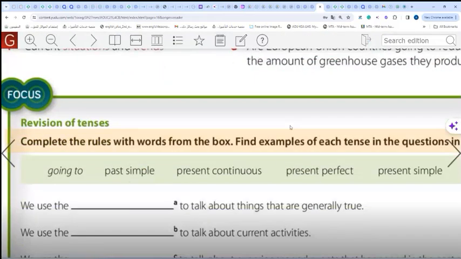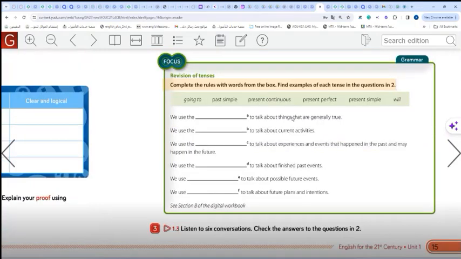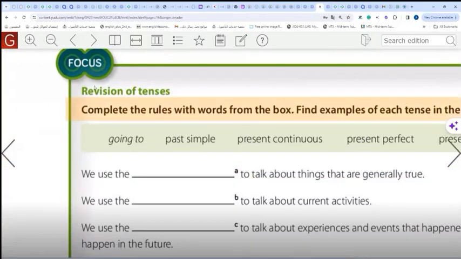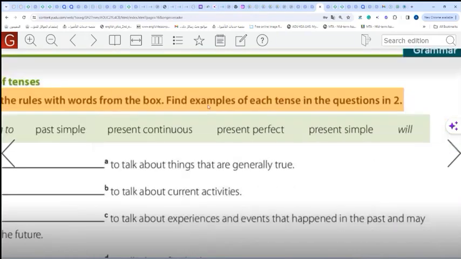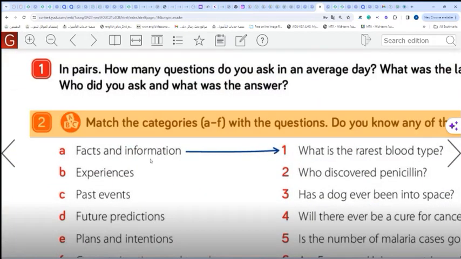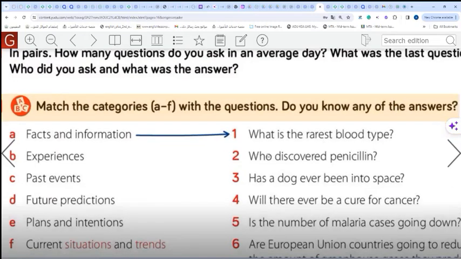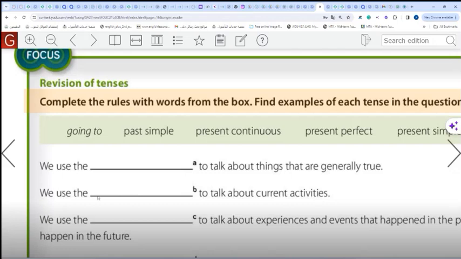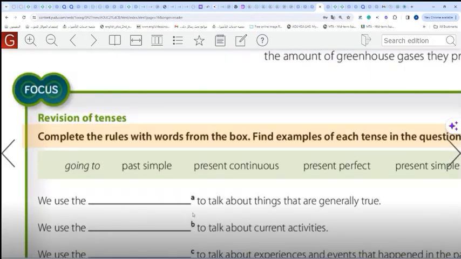Now, for the last point of today's lecture, on page 15, we have a grammar focus here. Okay, so it's still a revision of tenses. So these students are going to complete the rules with words from the box. Find examples of each tense in the questions in 2. These are the questions in 2. What is the rarest blood type? Who discovered penicillin, etc.